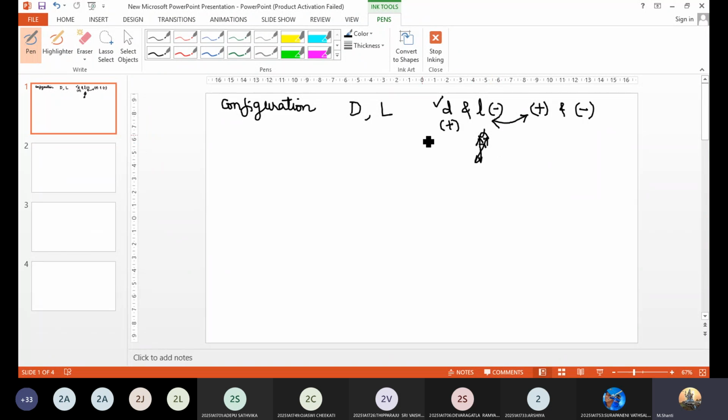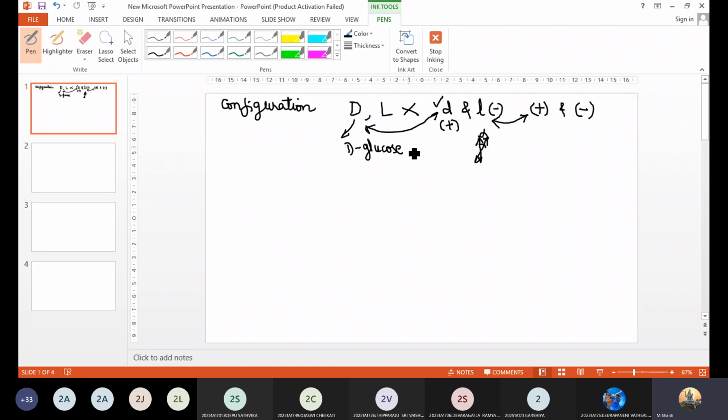Another most important point is that you don't have any relation between capital D, L and small d and small l. There doesn't exist any relation with this type of configuration. Suppose I say a molecule is D, this is a D glucose. Let us suppose this is a D glucose molecule we are talking about.